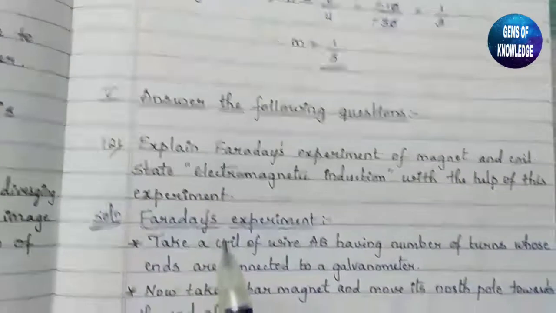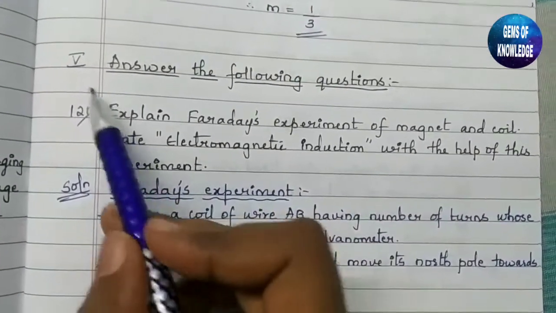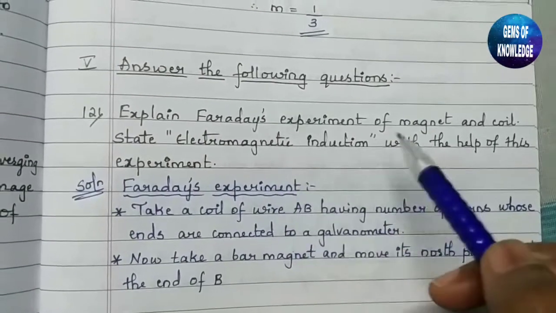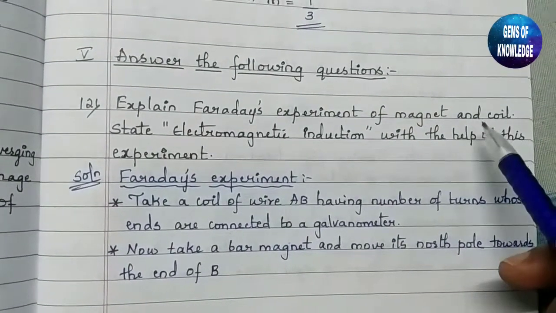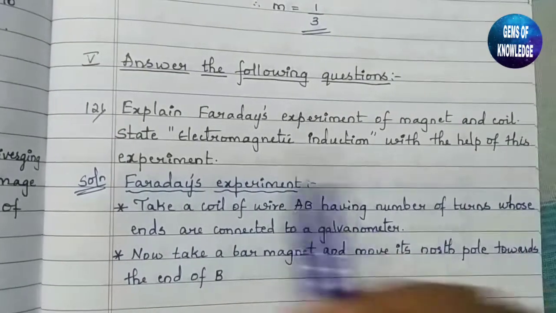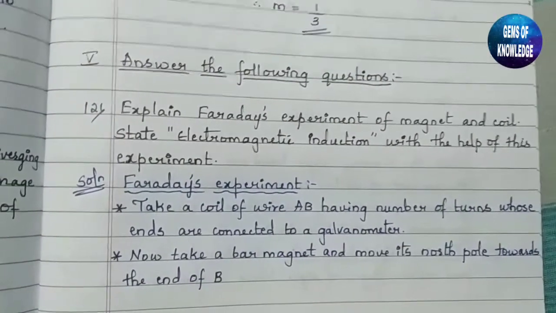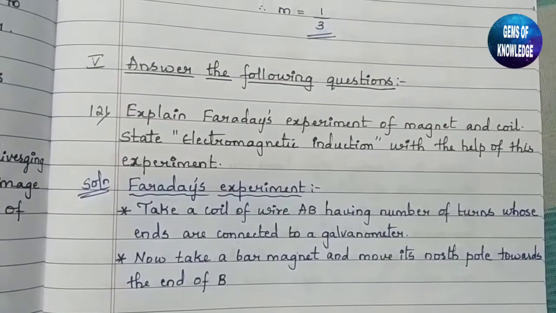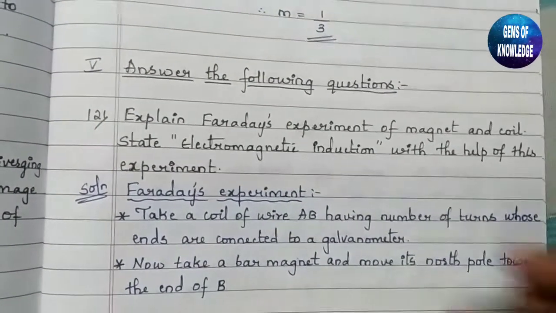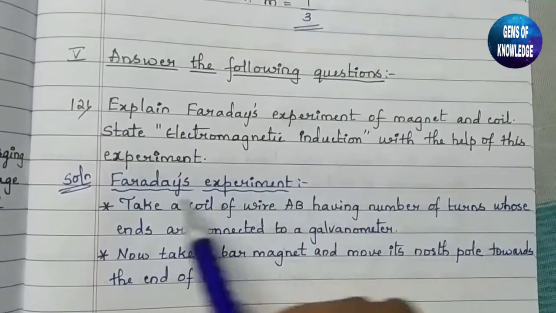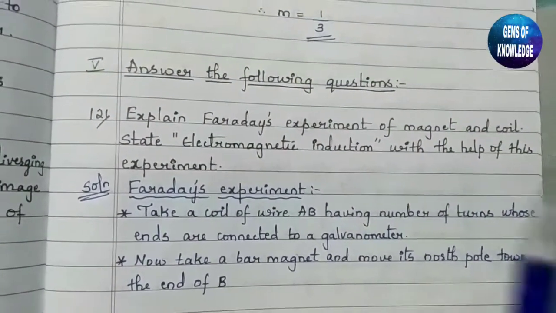Okay. Next you can see the Roman number 5, answer the following. 12th one, explain Faraday's experiment of magnet and coil. State electromagnetic induction with the help of this experiment. So the question is given, an unexpected question here, that is, the experiment of Faraday using magnet and coil is asked. Okay, so Faraday's experiment is already present in your textbook.